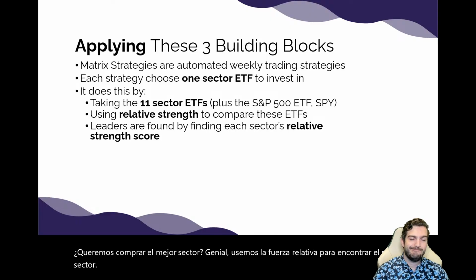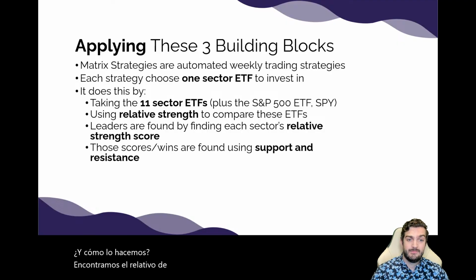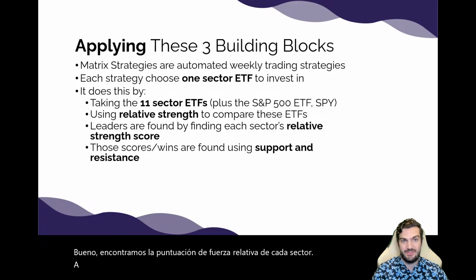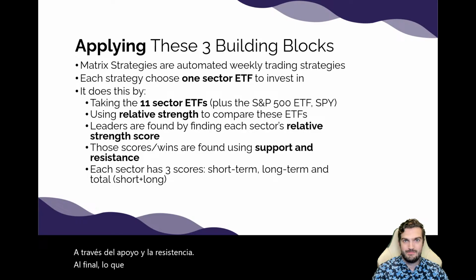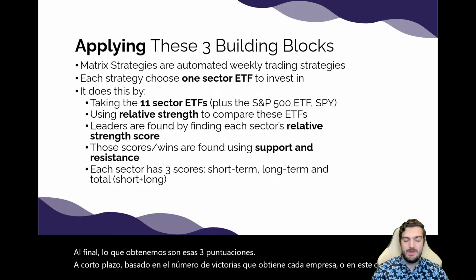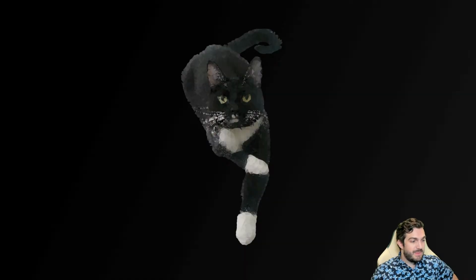And how do we do that? Well, we find each sector's relative strength score through support and resistance. At the end of it, what we end up with are those three scores. Short term, based on the number of wins that each company, or in this case, each sector ETF has. Long term, the number of long-term wins. And total, which is the short plus the long. Those are the three basic building blocks for sectors made simple.